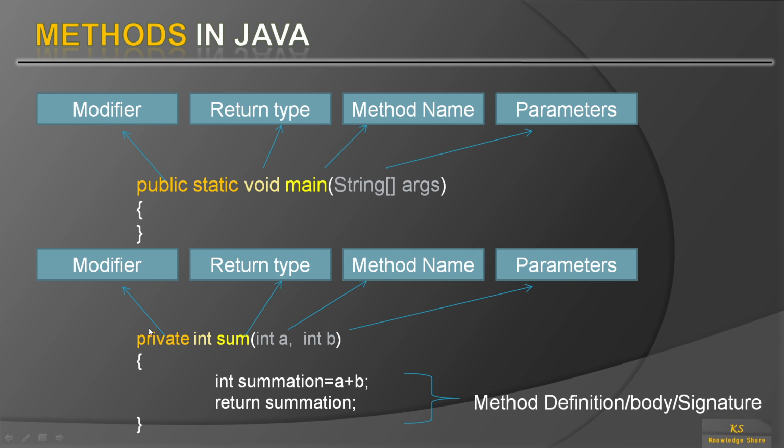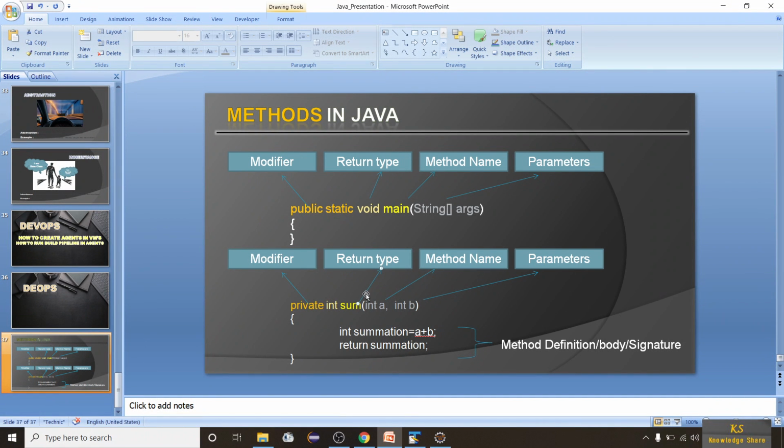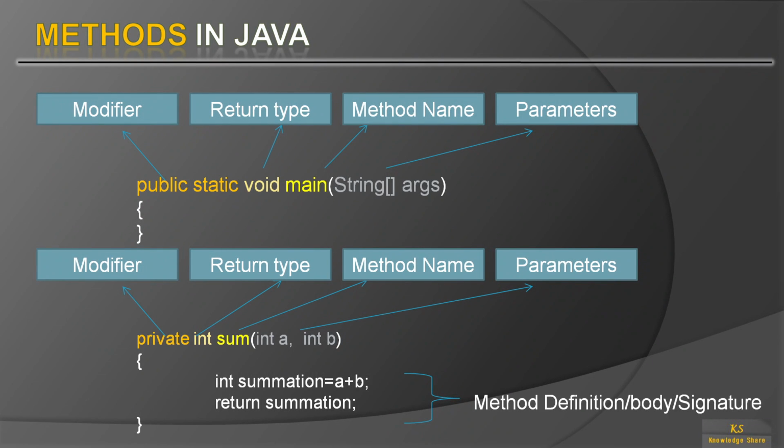You can see here I define private as a modifier and int is my return type. Sorry for that, this arrow should be here. So int is my return type, this is the method name and these are the arguments. The method name is sum, and my parameters are two parameters here. I can define as many parameters as I need. I want to make a summation of two numbers, so I am giving two parameters.